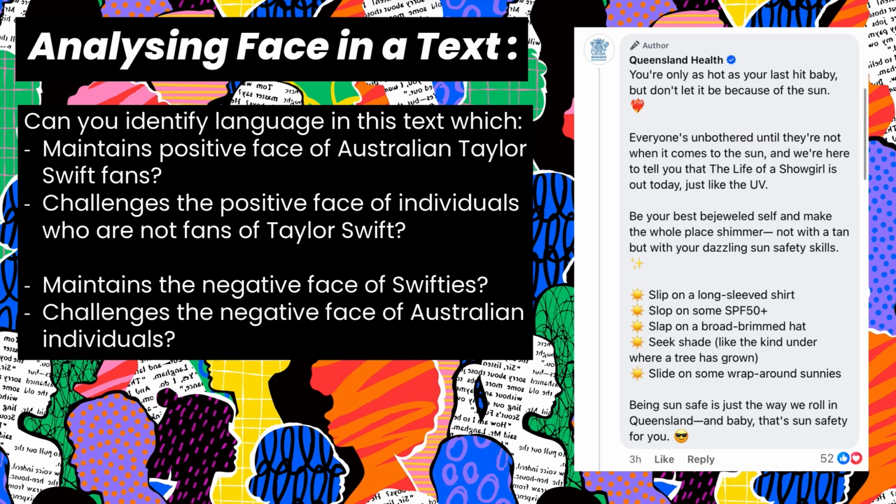I think if we were going to talk about language that maintains negative face, though, perhaps it's this last sentence that we might look at. Being sun safe is just the way we roll in Queensland, and baby, that's sun safety for you. And here, this might maintain the negative face of Swifties if they're not from Queensland and they're not currently in Queensland. Because here, Queensland Health are really clearly emphasising that they are sun safe using that alliterative verb phrase, but not everyone is in Queensland.